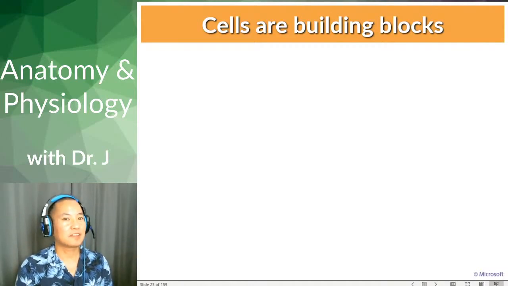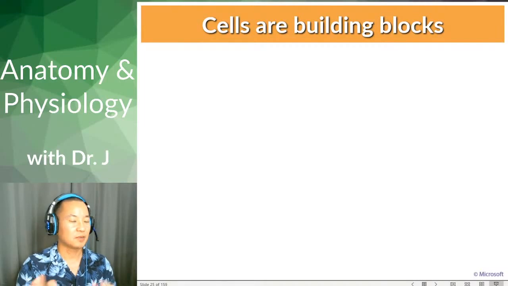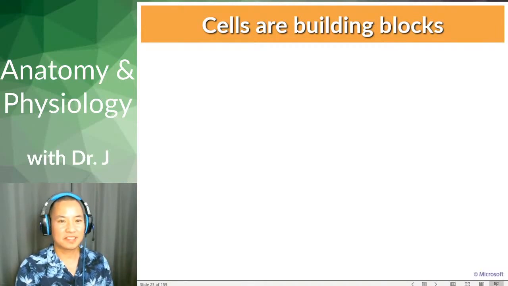So cells are the smallest living unit in your body. So these are building blocks. Your body is made out of cells and extracellular matrix, which we'll get into in chapter 4. But cells are the basic living units of your body. So they are building blocks, and it's kind of like this.